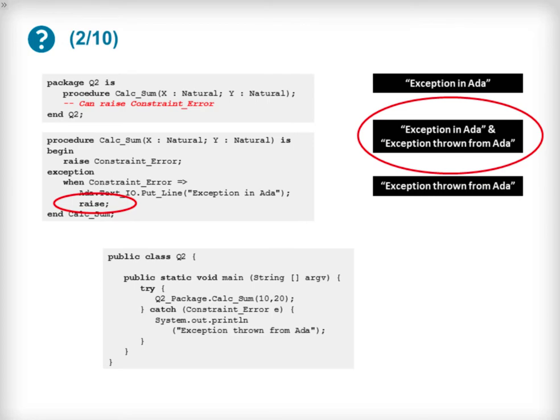The answer is both the string exception in Ada and the string exception thrown from Ada. This is due to the raise statement within the Ada exception handler that causes the exception to be propagated out to the Java caller.